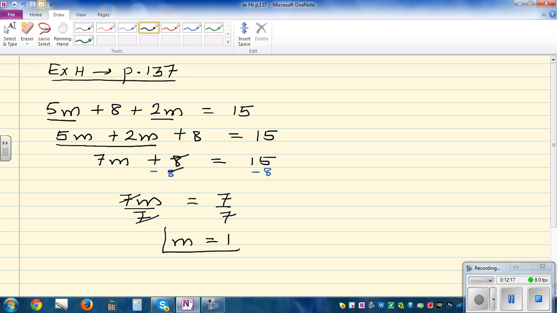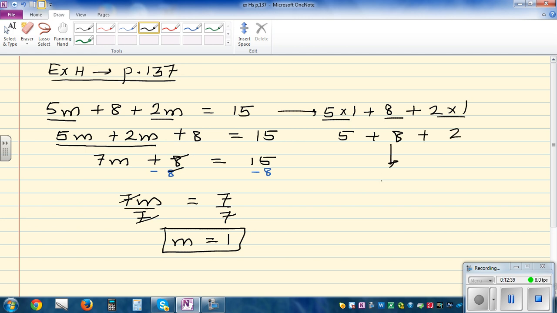So let's make sense whether the answer is making sense. What are we saying? 5 times 1 plus 8 plus 2 times 1. So this is basically 5 plus 8 plus 2. And 5 plus 8 plus 2 is 15. So our answer is right. So this answer of m being 1 is right.